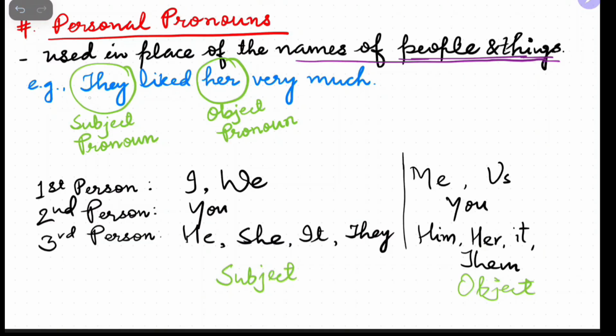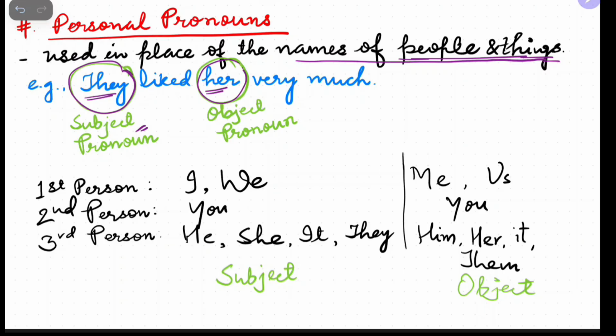You see, they, and here it is her. So they is representing some people, right? And it's used in place of that, and it is used as a subject here. And again, liked her very much, her can be anyone, right? It's used in place of any people, any person. That's why these both have replaced a person. That's why these both are examples of personal pronouns.